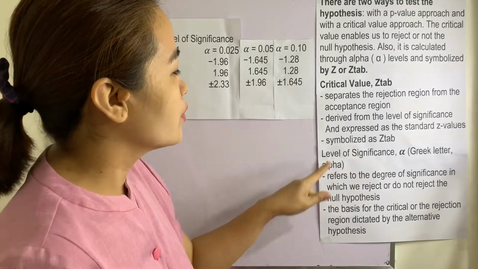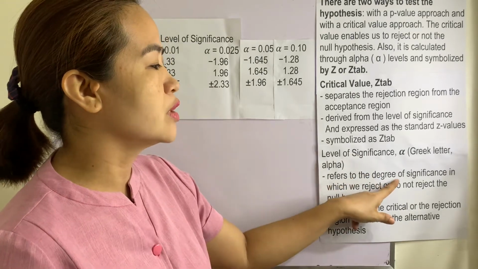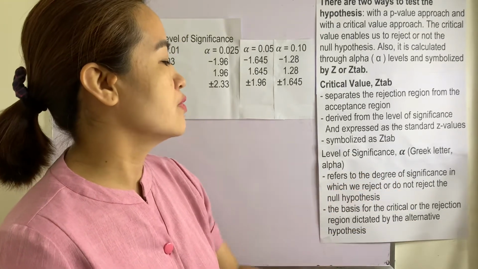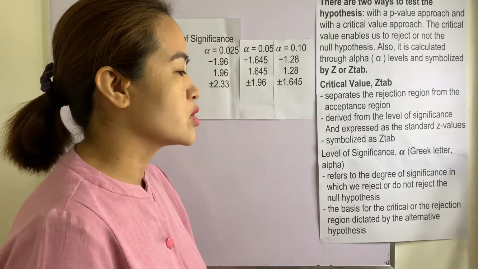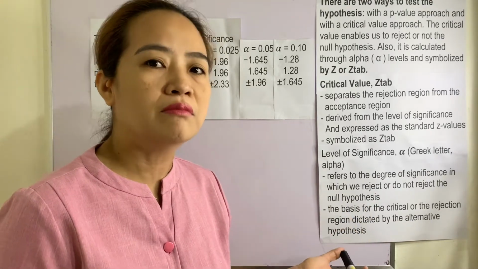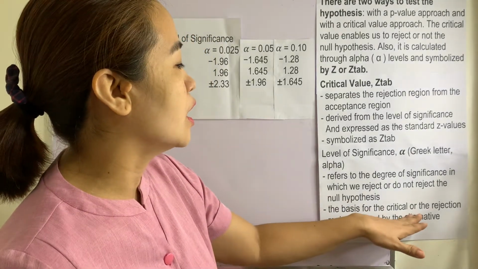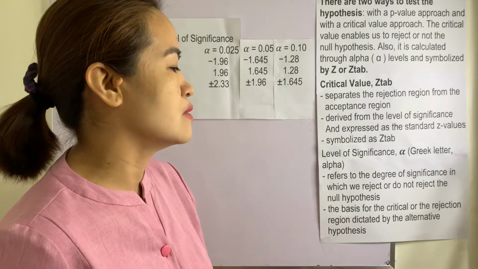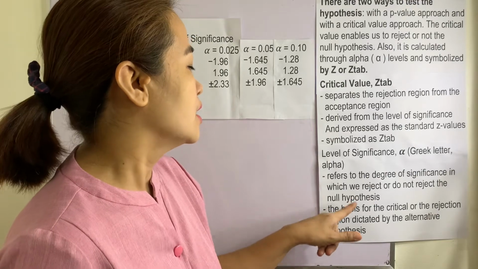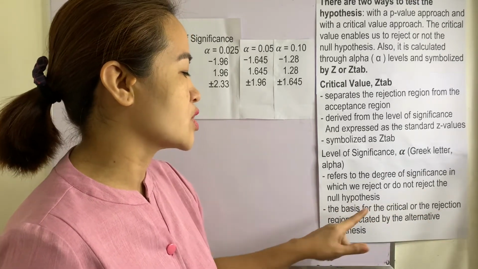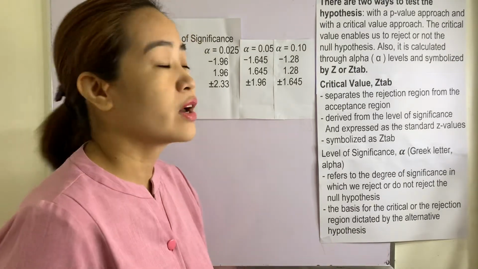And of course, the level of significance, alpha, refers to the degree of significance in which we reject or do not reject the null hypothesis. When we say we do not reject, meaning we accept the null hypothesis. The basis for the critical or the rejection region is dictated by the alternative hypothesis. Take note of that.